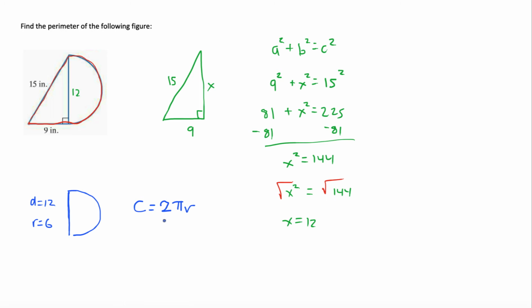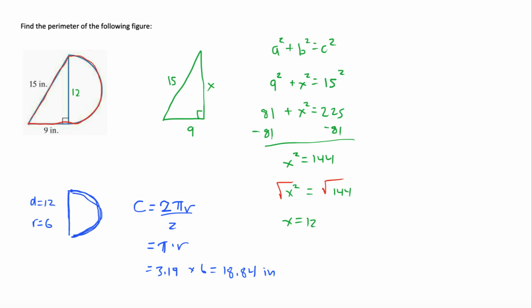So let's go ahead and divide that by 2. So the circumference here is going to equal pi times r. And in this case, we have to use the radius, which is 6. So if I do 3.14 times 6, that gives me 18.84 inches. So that is the distance around the circle just from here to here, right? Just from here to here.